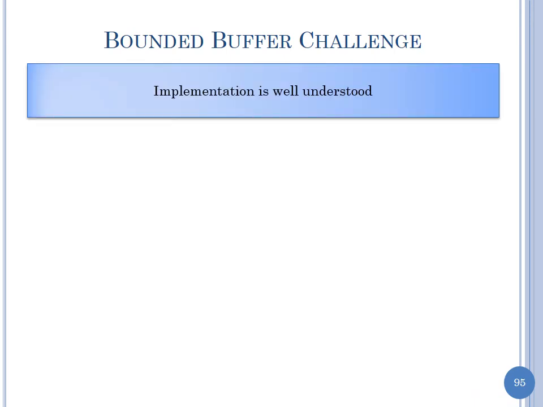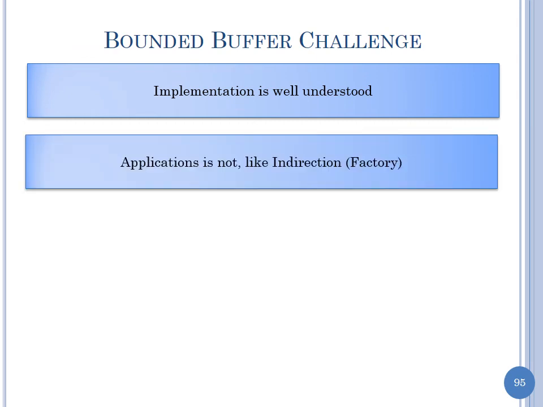Today, people understand how bounded buffers work. Implementation of it is not a challenge. The challenge I see with students who do my course, and even when I do coding myself, is that people don't quite understand when to use bounded buffers. This is like the idea of indirection. Indirection is a fantastic idea in all systems, but people don't use it as often as they should. And every time they find a new way of using it, they say, voila, fantastic.